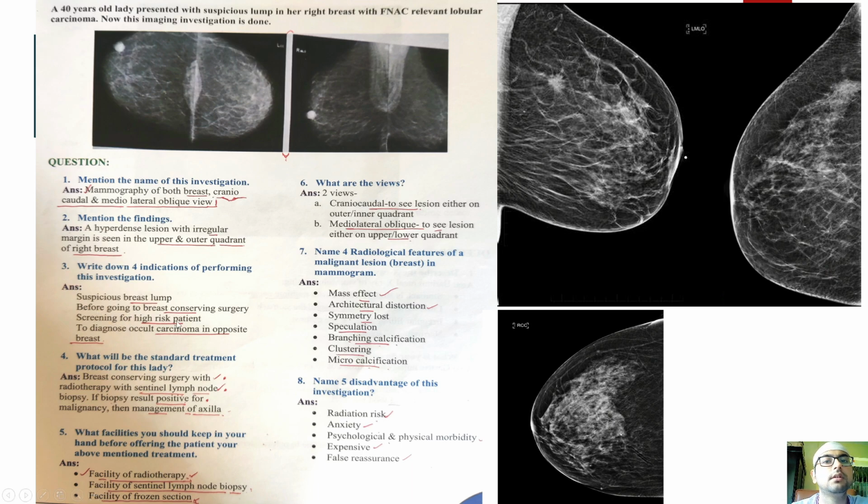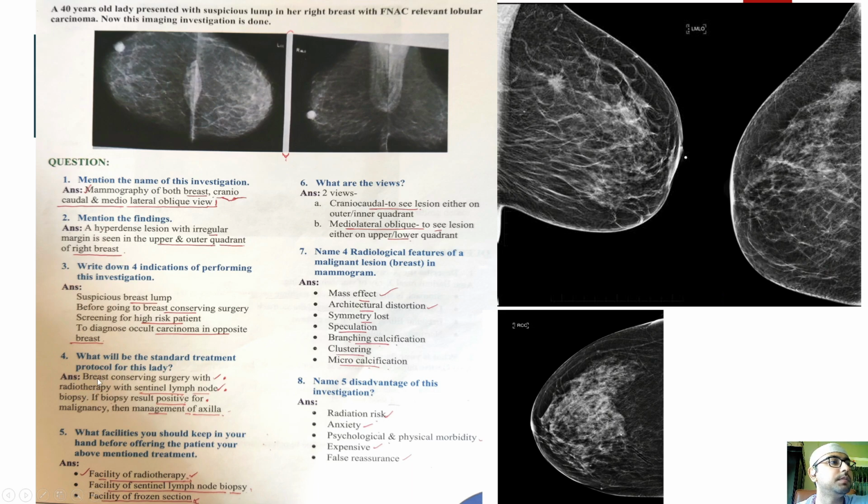And for screening of high risk patients, to diagnose occult carcinoma of the opposite breast. So whether there is any occult carcinoma in the opposite breast present or not, and before any FNAC, before going for surgery, before making a decision for breast conservative surgery or radical mastectomy. So this test is very important, I think.